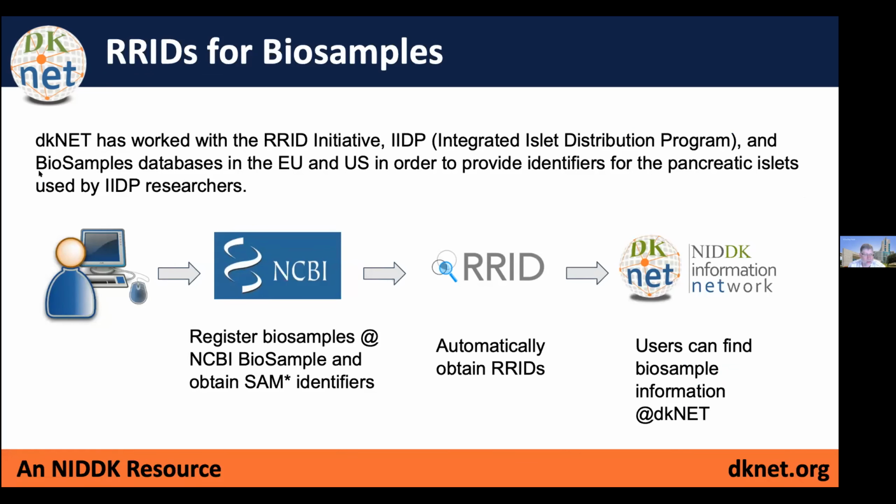There are other ways that RRIDs are generated. For example, if you're getting biosamples from a number of the biorepositories that are using RRIDs, such as the Integrated Islet Distribution Program. These are registered through the NCBI Biosample Database, so the IIDP does the initial registration, and then when you get your samples, they have the associated RRIDs that can then be used in the publication.